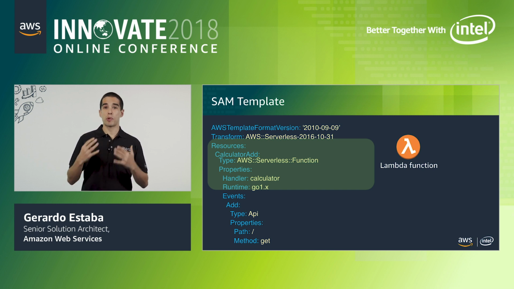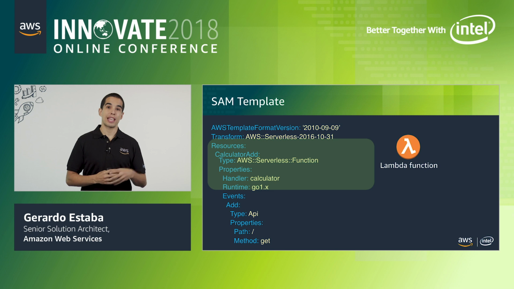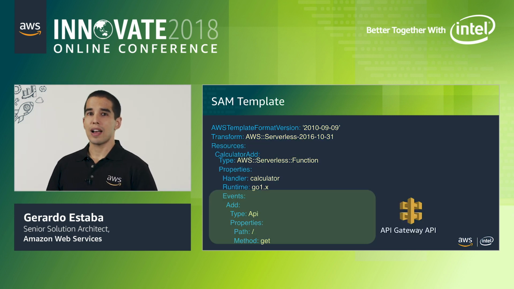Now, some of those properties are mandatory, such as handler and runtime. I'm using Golang and version 1 for this function, for example. Other properties are optional, such as name and Lambda memory, the IAM role that you want your Lambda function to assume, and the environment variables. So let's look at another property.